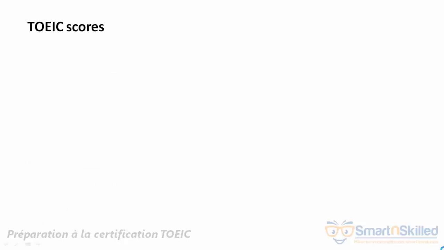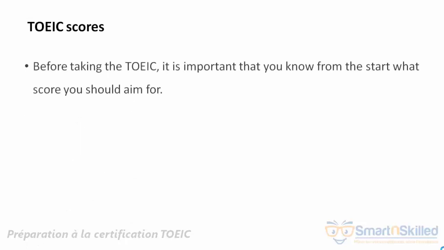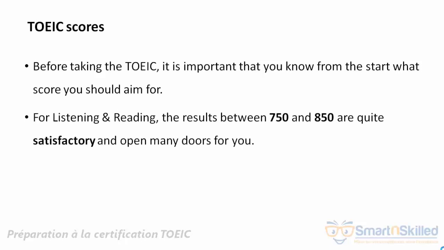Now, let's look at the scores. Les scores. Before taking the TOEIC, it's important that you know from the start what score you should aim for. For listening and reading, the results between 750 and 850 are quite satisfactory and open many doors for you. Donc, 750 et 850 est satisfaisant comme score. The maximum score is 990 points.